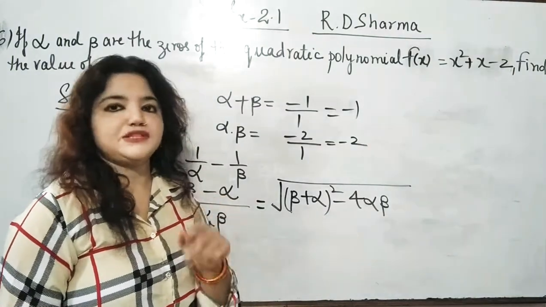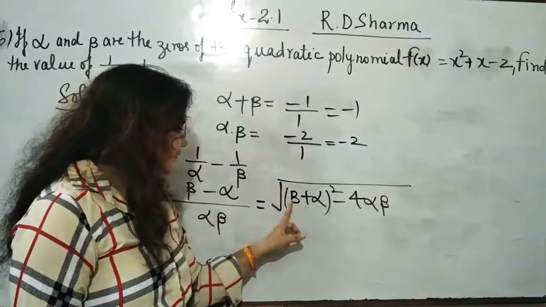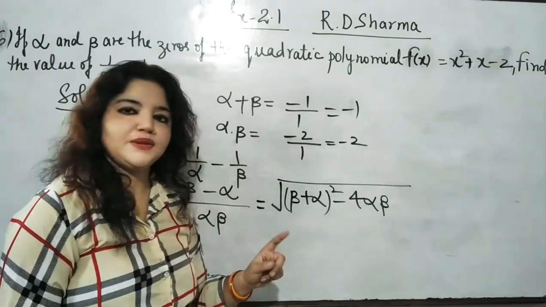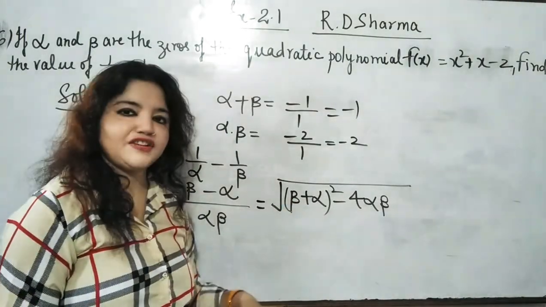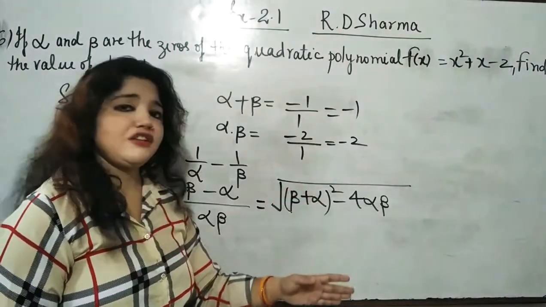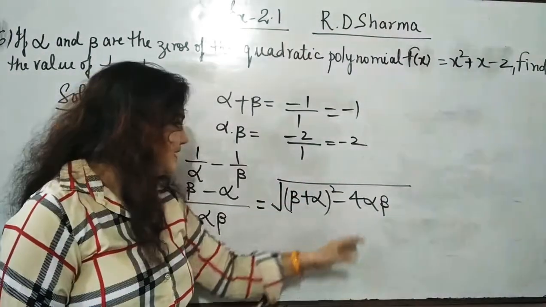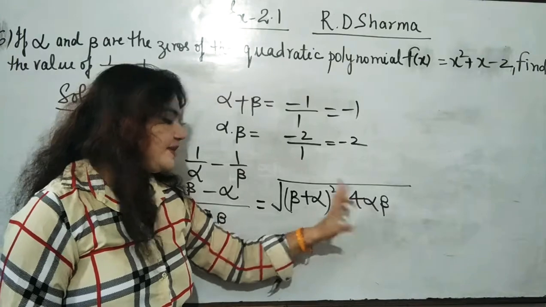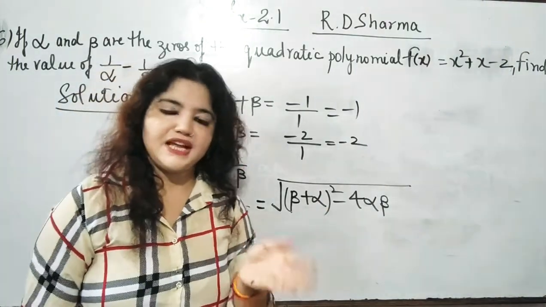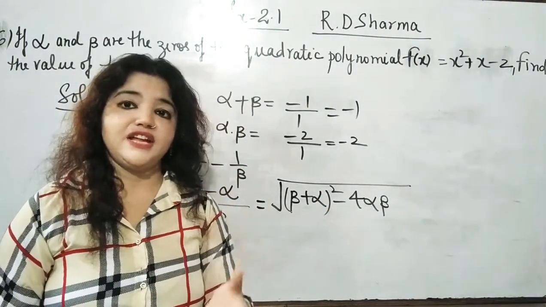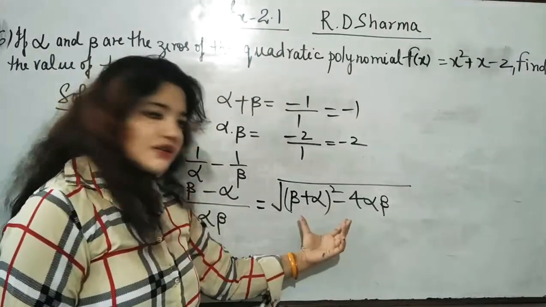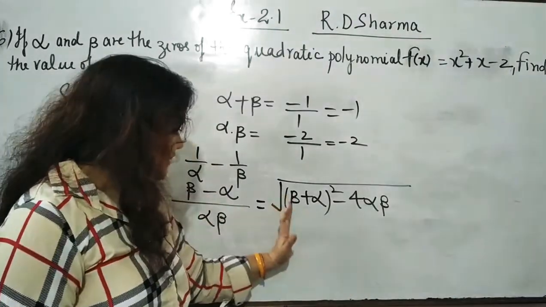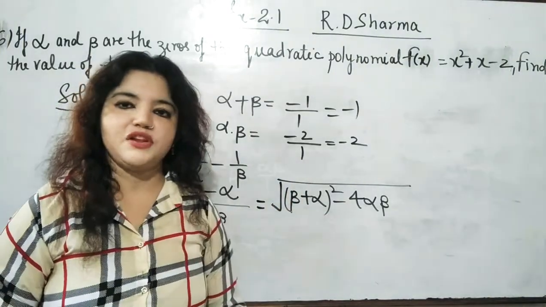We have the formula (a plus b) whole square. We can open that, so that will be a square plus b square plus 2ab. It means that will be beta square plus alpha square plus 2 alpha beta, plus 2 alpha beta and then minus 4 alpha beta. So plus 2 alpha beta and minus 4 alpha beta will give the value minus 2 alpha beta. So we will be left with beta square plus alpha square minus 2 alpha beta.